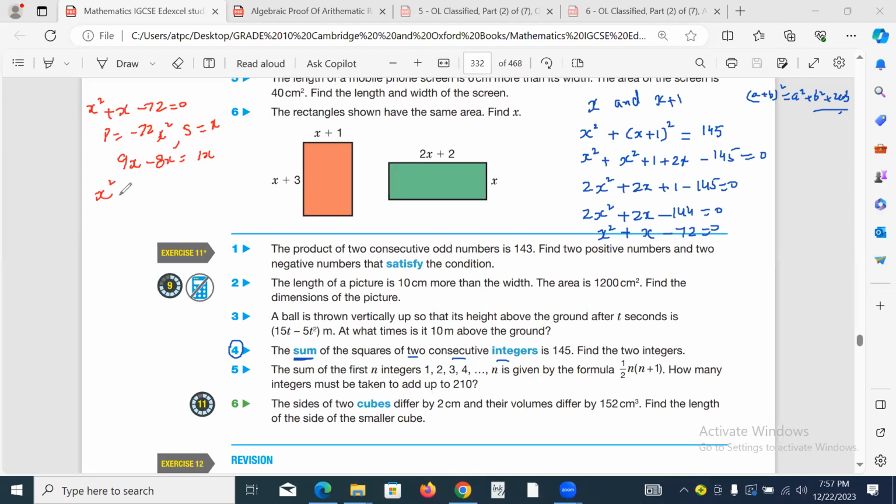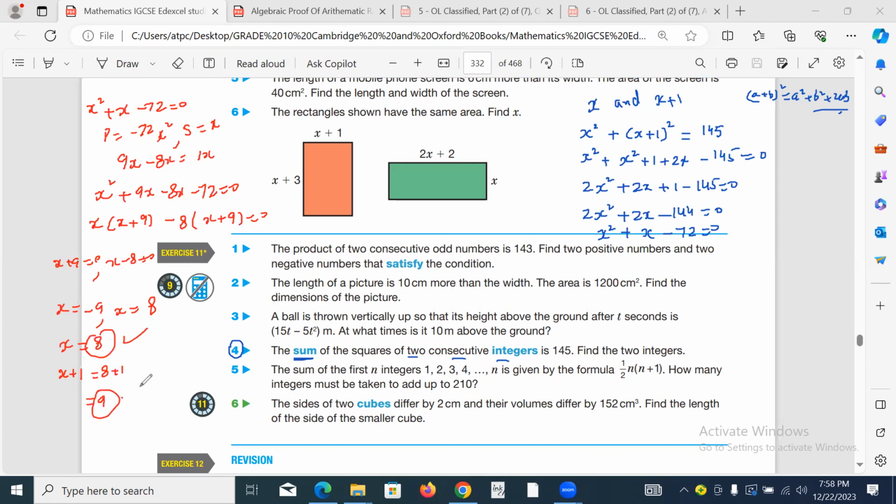You just replace it here: x squared plus 9x minus 8x minus 72 equals 0. So let's take x common, x plus 9, and minus 8 common. So again, x plus 9 equals 0 or x minus 8 equals 0. So x is equal to negative 9 and x is equal to 8. So as we said, our numbers are x equal to 8 and the second integer was x plus 1. So that gives us 8 plus 1, 9.